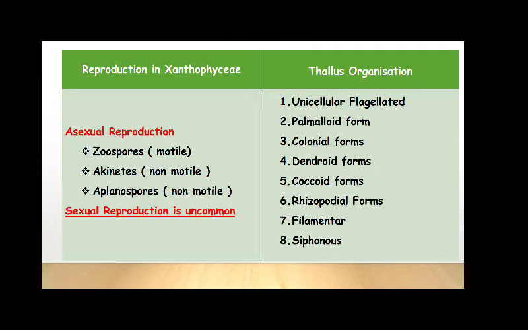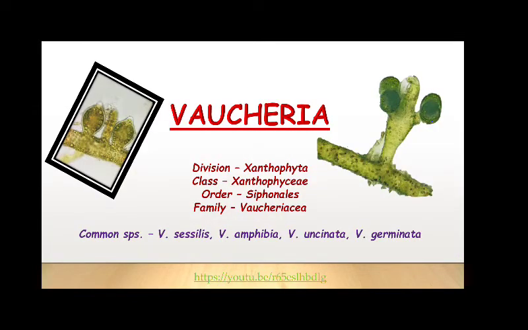You have only one type to study under Xanthophyceae, that is Vaucheria, which shows several unusual characters when compared to other Xanthophycean members. As for thallus organization, which we have already studied, there is a wide range of thallus types like Chlorophyceae: unicellular flagellated, palmelloid, colonial, dendroid, coccoid, rhizopodial, filamentous and siphonous type. So coming to the type you are going to study under Xanthophyceae, which is only one, Vaucheria.